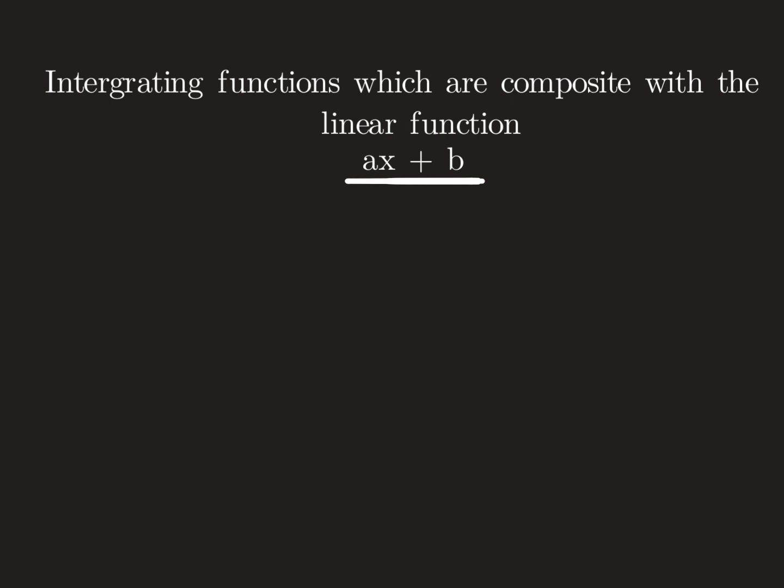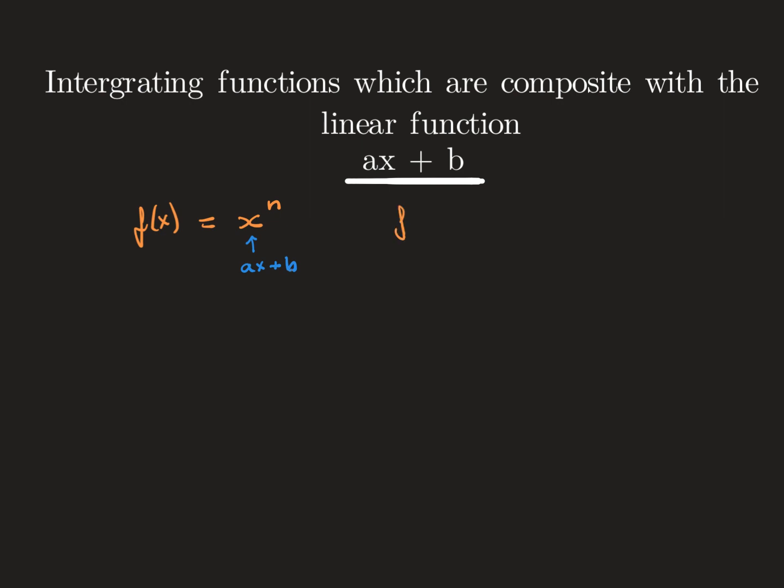So what is a composite function with a linear function? Well, it means that you have a linear function inside another function. So let's say, for instance, that I have a function which I will call x to the power of n. Now, instead of writing x, I'm going to substitute a linear function inside here. So this is going to look like this.